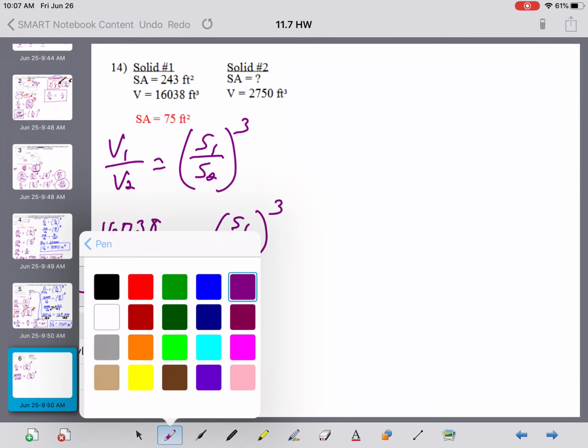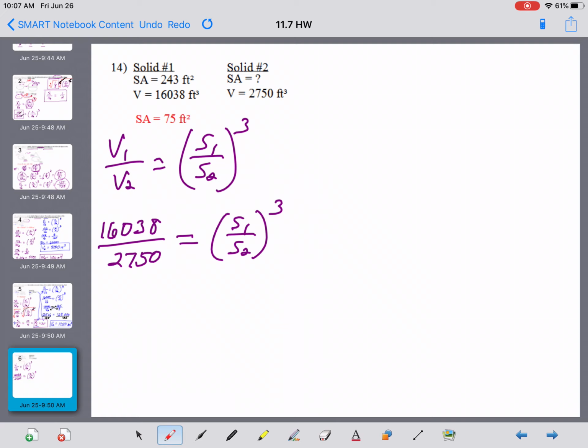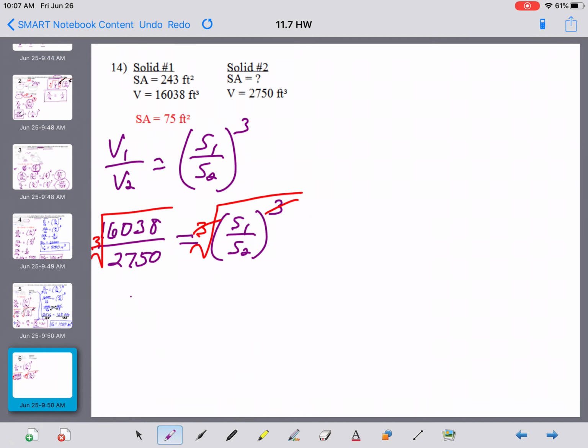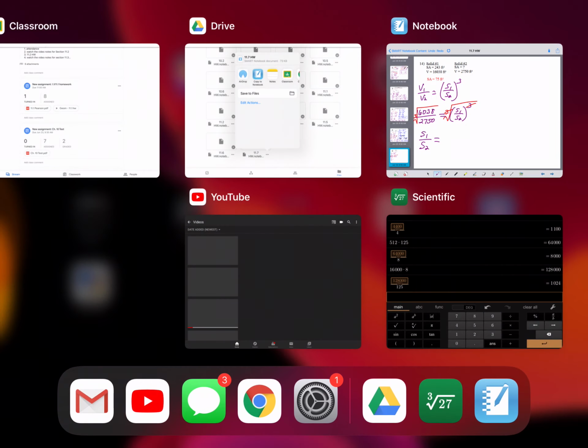We want to get rid of a cube by taking a cube root. So we're going to do a cube root on the right, and a cube root on the left. The cube and the cube root cancel. So our ratio now of side 1 to side 2, or our scale factor, let's just do all this in the calculator here, guys. We need a cube root of 16,038 over 2,750.